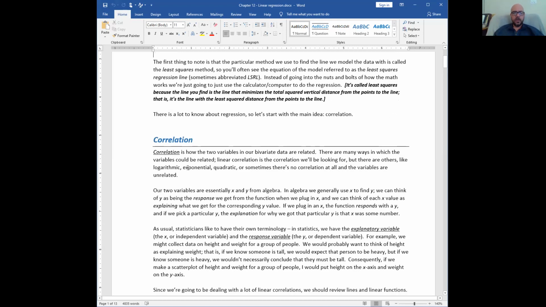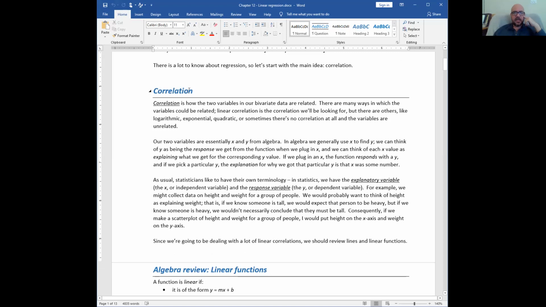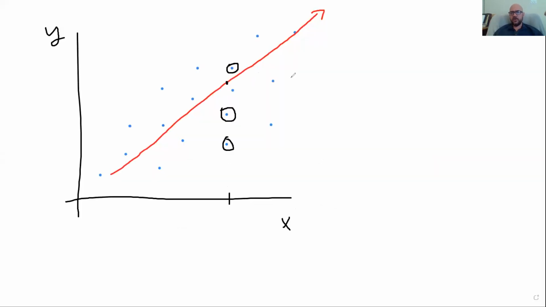So I don't want to spend too much time on exactly what correlation is, but correlation is basically how the two variables in our data are related. How are X and Y related? And like I said, they could be related linearly. And we would say, even though this data right here doesn't follow a perfect line, the trend appears to be a straight line, right? As X goes up, Y goes up by some constant amount, approximately.